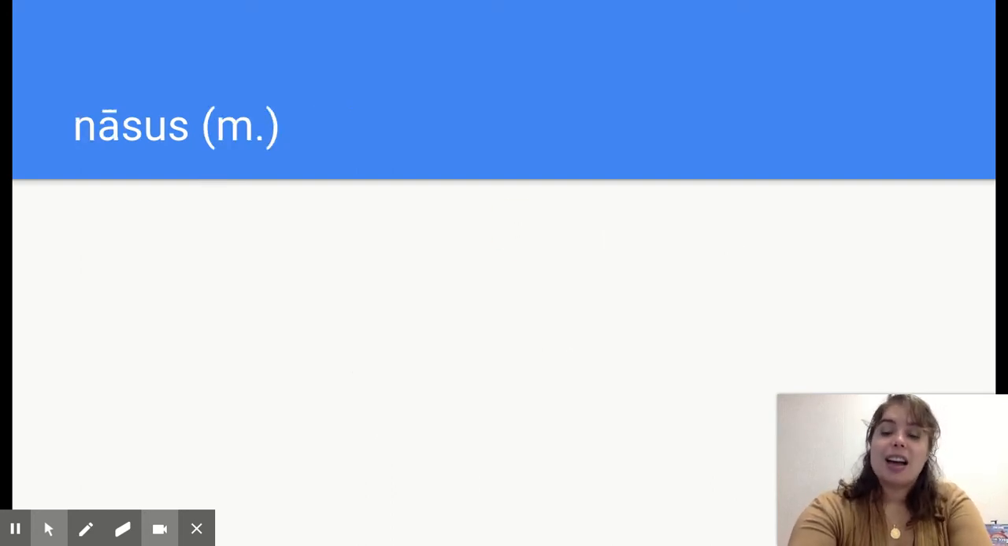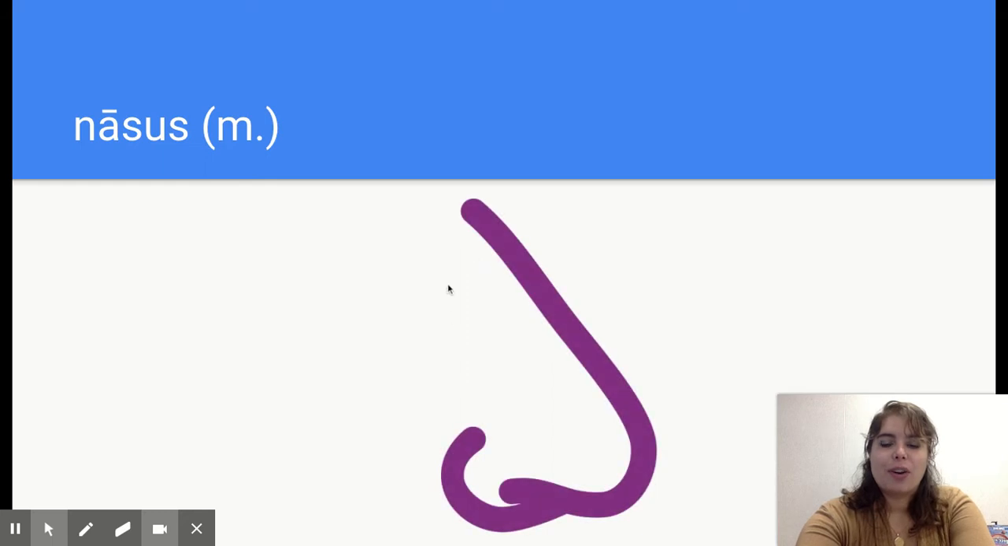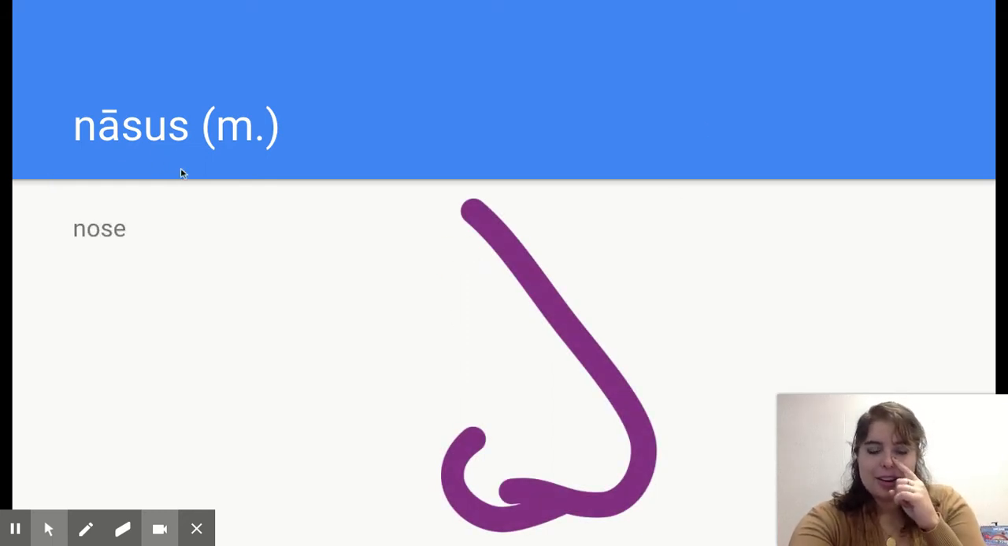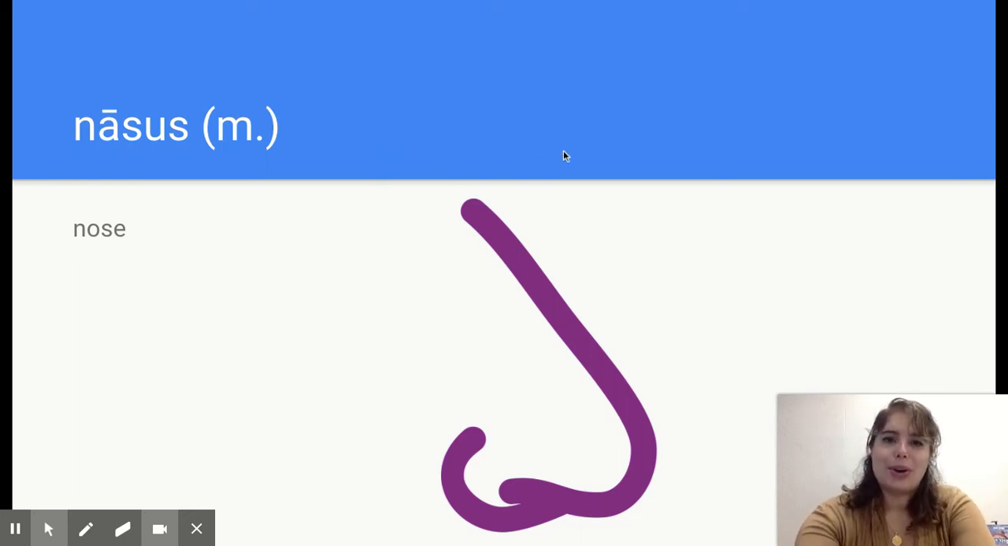Next, we have nasus. Nasus is masculine. This is our Latin word for nose. So think of our word nasal, right? Like your nasal passages, or if you have allergies, you might use a nasal spray. So nasus is nose, and we've just given the singular one because most of us only have one nose, right?